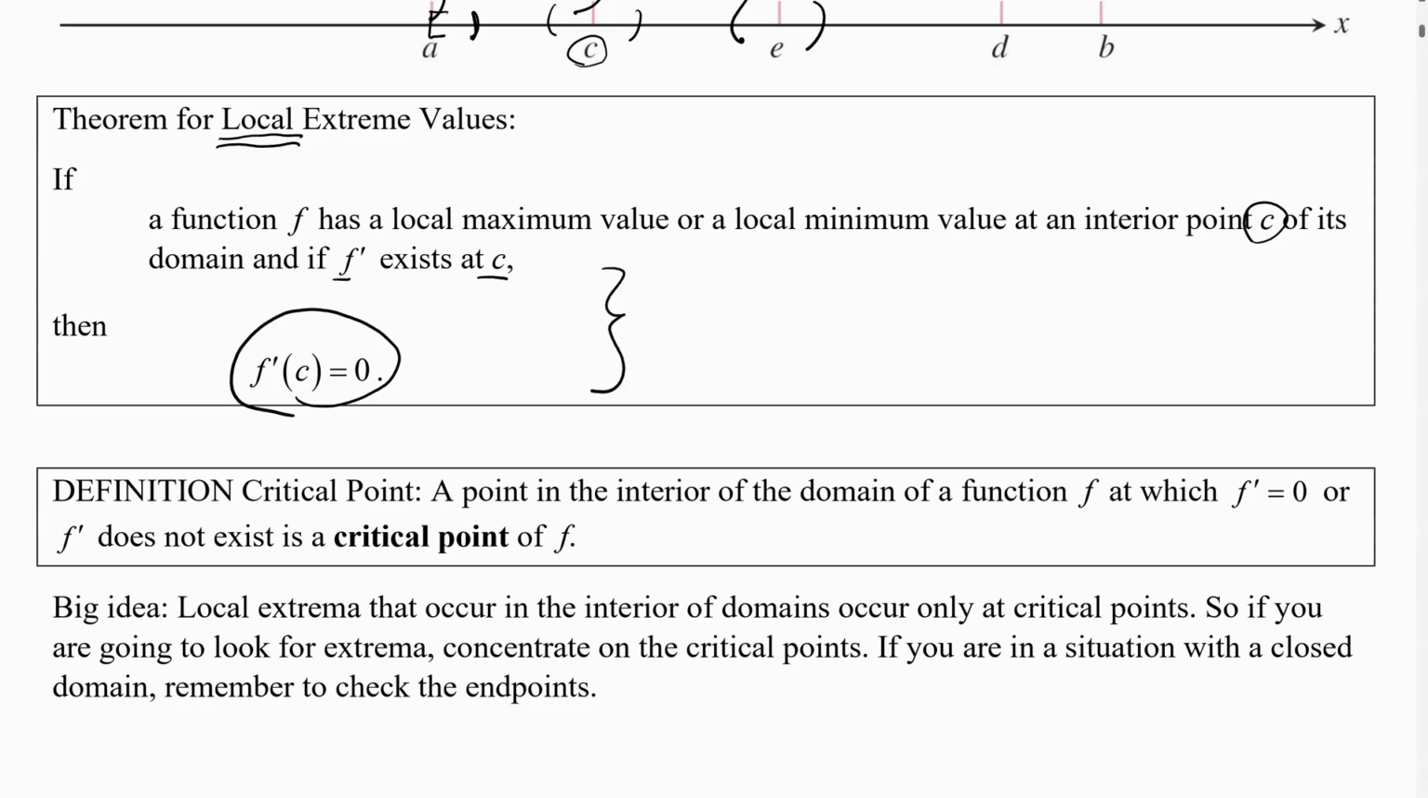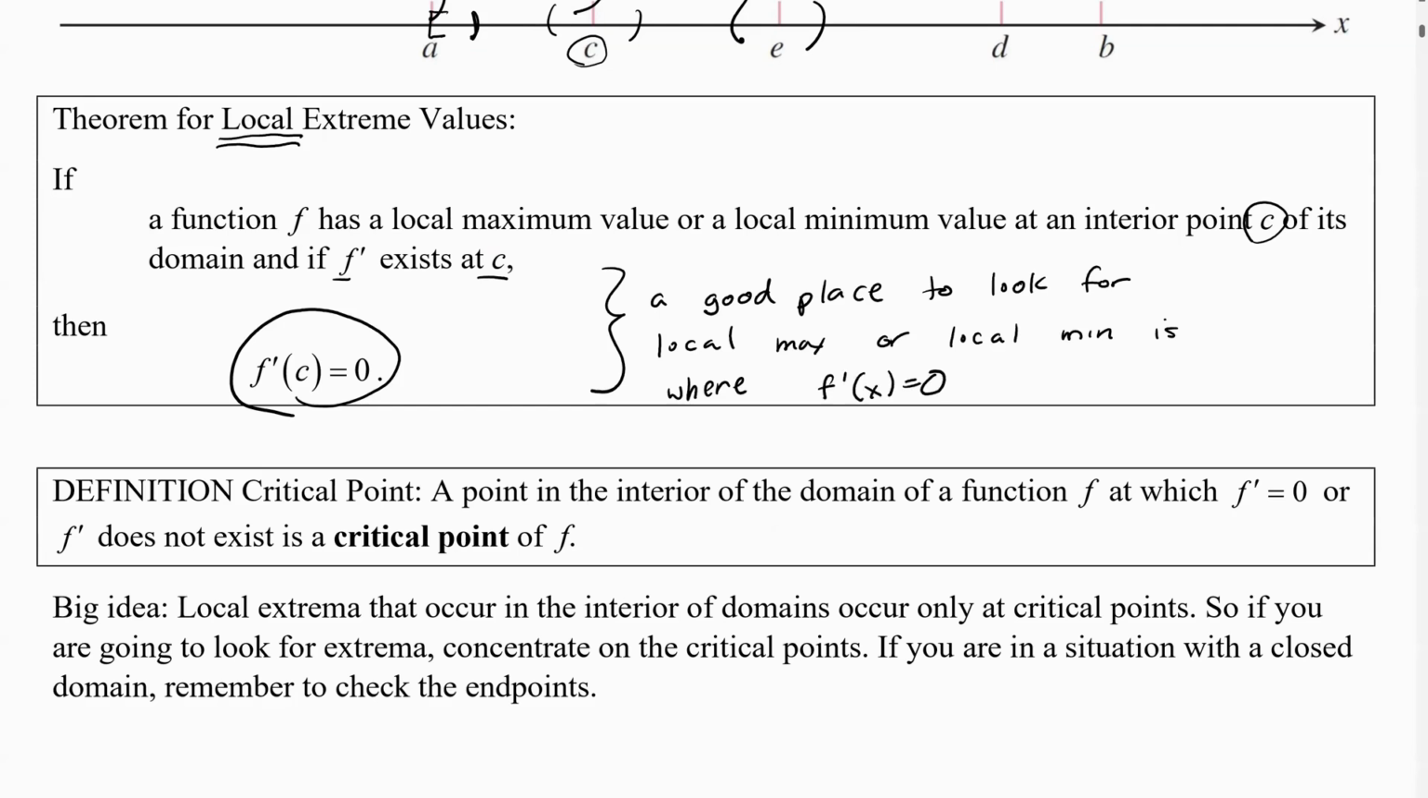Let me summarize what we're going to use this for. A good place to look for a local max or a local min is where the derivative function is equal to 0. Again, it doesn't guarantee we'll find one, but it happens to be a place where they hang around.